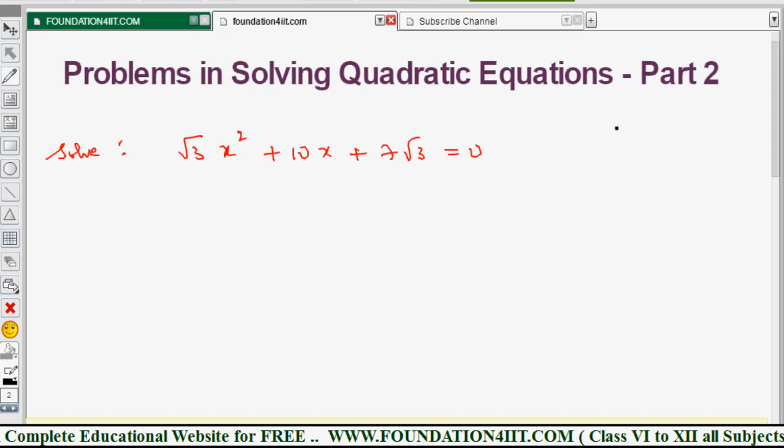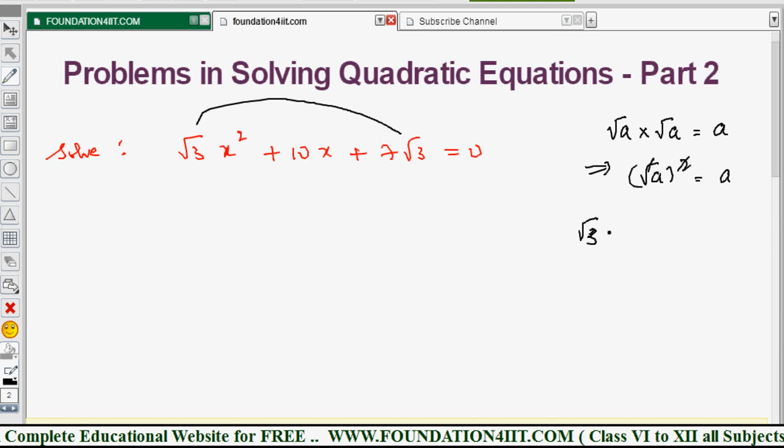First, before solving, we need to know one simple rule, that is root a into root a. Square root of a into square root of a is a, because we can write it as square root of a whole square, right? Square and root cancel, so you get a only. So root 2 into root 2 is 2, root 3 into root 3 is 3. Remember that property. Now the x square coefficient is root 3 and the constant is 7 root 3. So if you multiply these both, that is root 3 into 7 root 3. So root 3 into root 3 is 3. So 7 into 3 is 21.